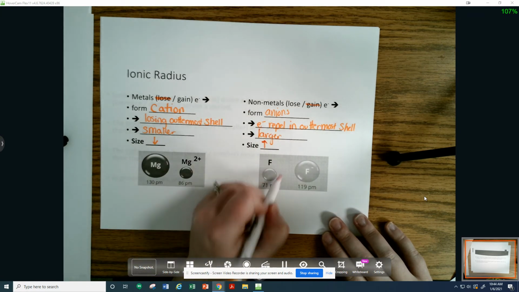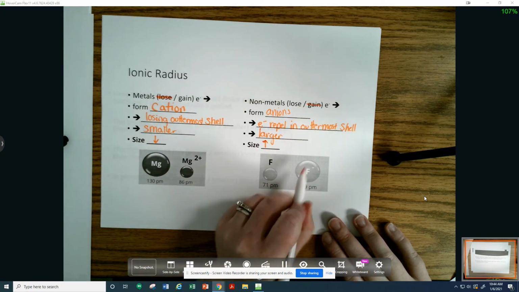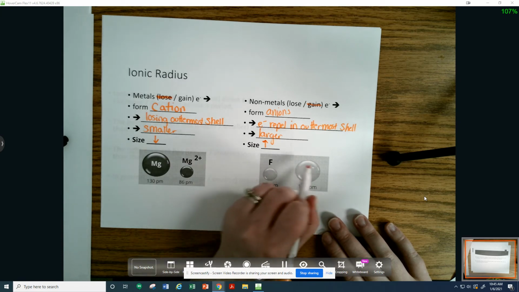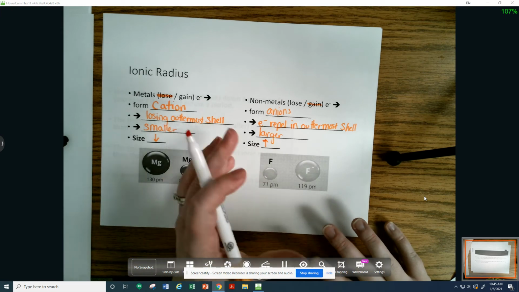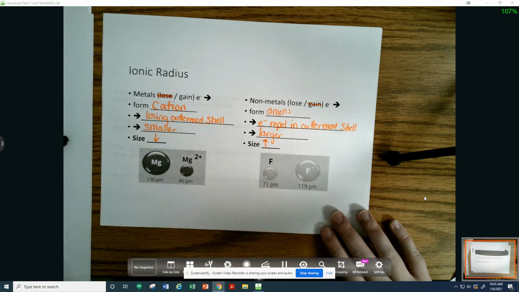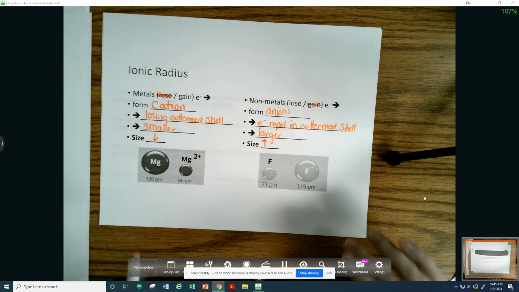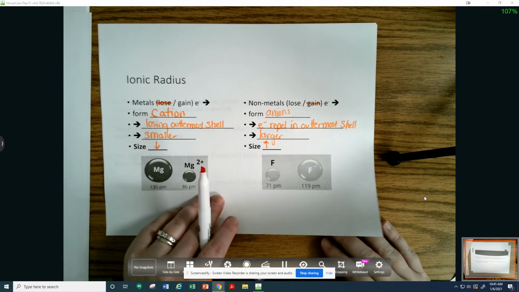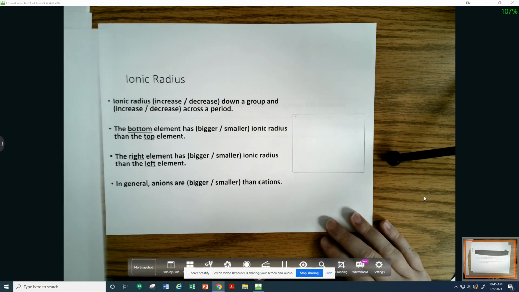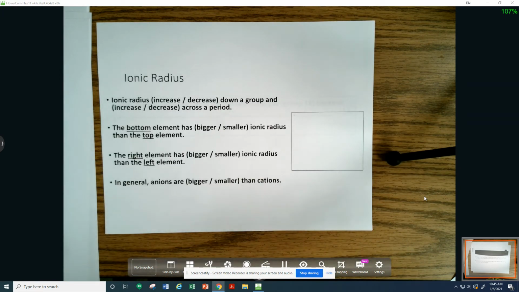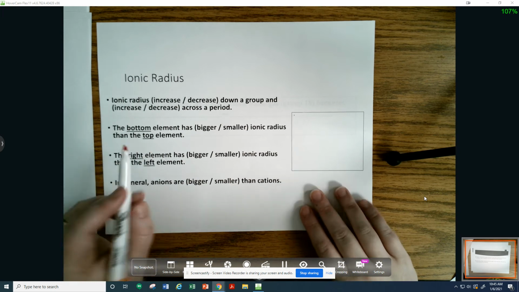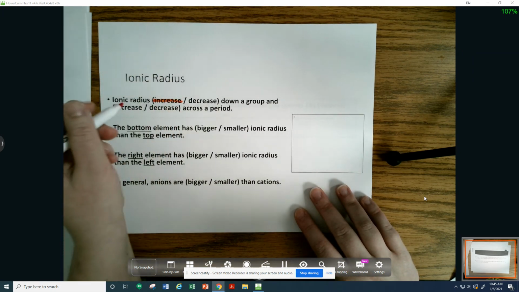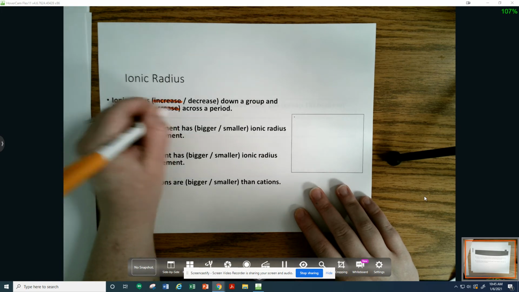Here we have a neutral fluorine. Here we have a fluorine anion that's gained 1 electron. We see that the radius is getting larger because it took in that extra electron. More repulsion is happening there, and that's going to increase the size of the overall atom or ion. Looking at this overall trend and summarizing it, ionic radius is going to increase as you go down a group, and it's going to decrease across a period.